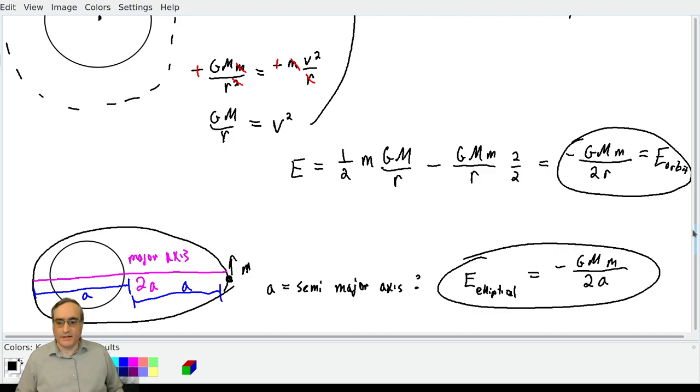All right, that is it for this little section. We're going to talk about period of a circular orbit next, and then we're going to try a problem.